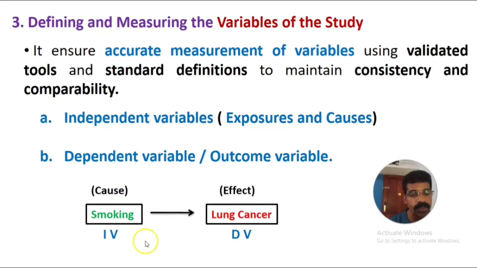For example, we are going to study whether smoking causes lung cancer. So we select the smokers. Smoking is the cause, and will be considered the independent variable in the study. And this smoking will lead to a disease that is called the outcome, lung cancer. That will be the effect and is considered the dependent variable. So lung cancer is dependent upon smoking. That is, smoking is the independent variable that may lead to lung cancer.